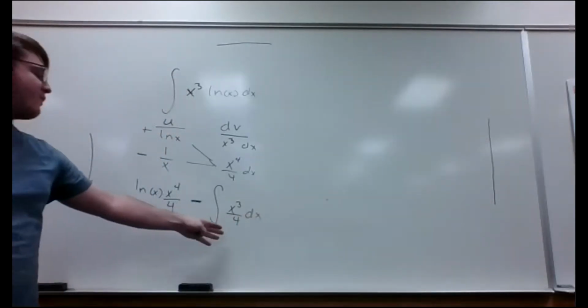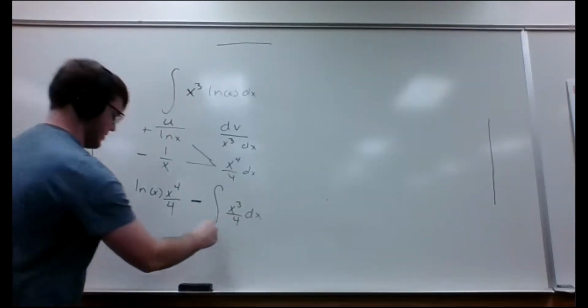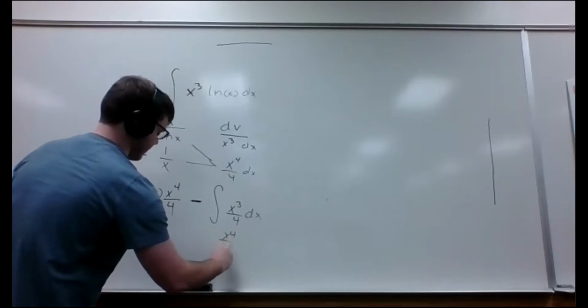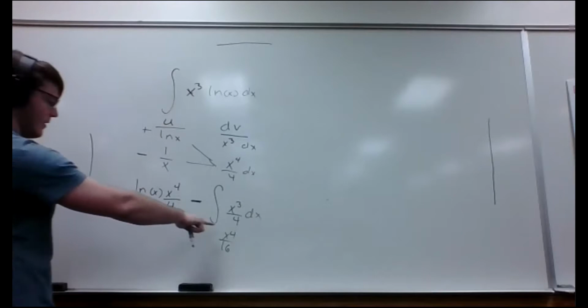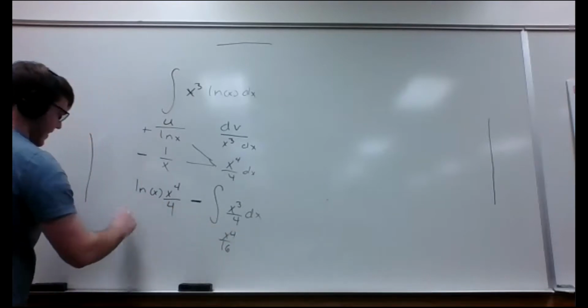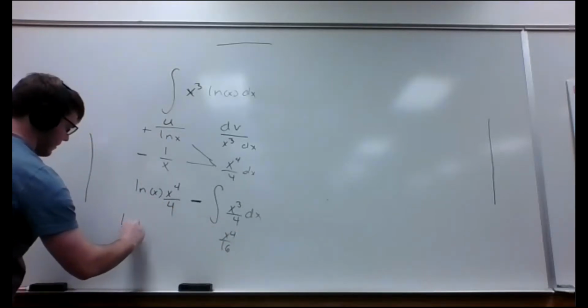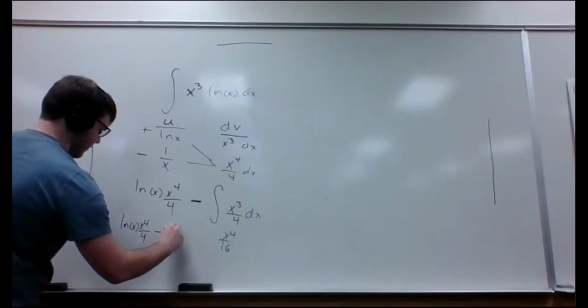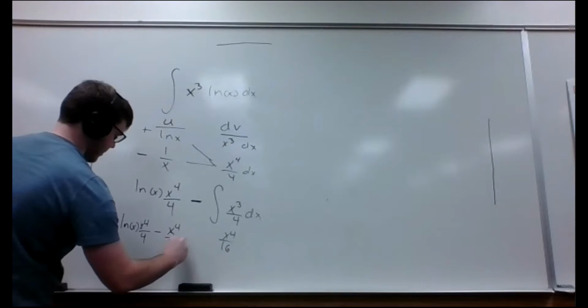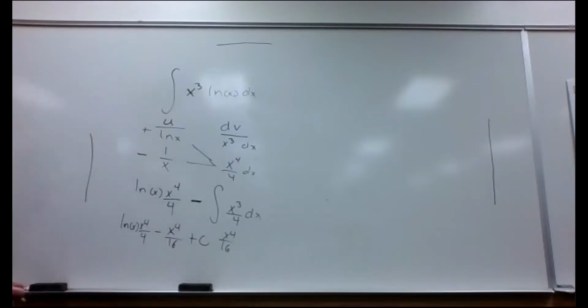And now this is a solvable integral. This one's actually pretty easy, right? It's just x to the 4 over 16. And then we can add that into our term: ln x times x to the 4 over 4, minus x to the 4 over 16 plus c. So does that make sense what we did there? Do you have any questions about kind of how we finish that one off? Or are you guys good with that?